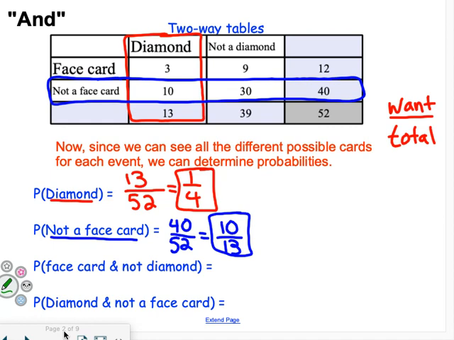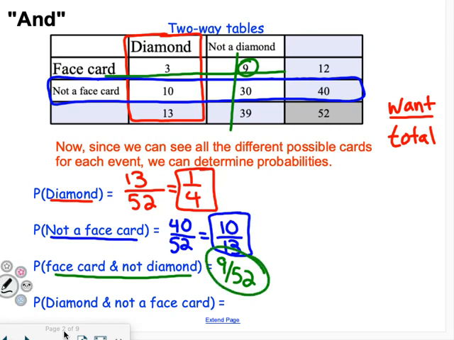Now our next one says probability of a face card and not a diamond. When it has an "and" in there, when it has two things, we're trying to see where these things intersect. So face card and not a diamond, notice they intersect at this value right here. And so our answer for this one would be 9 out of 52.